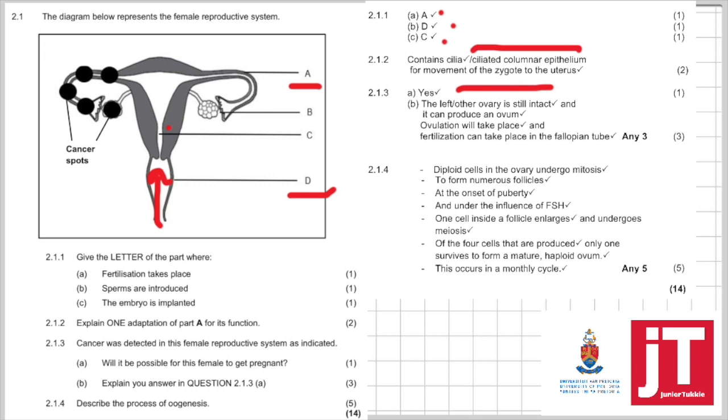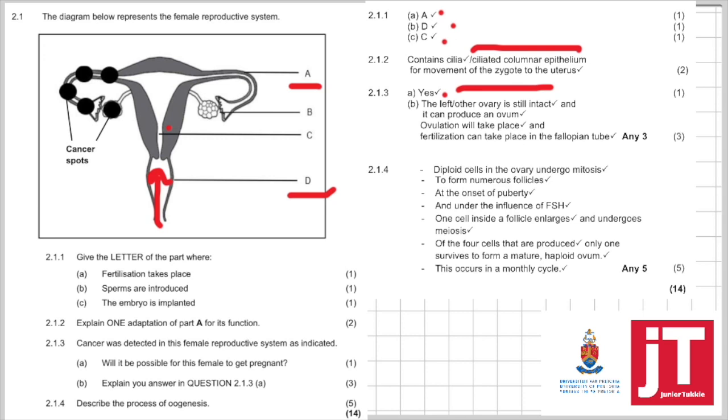213. Cancer was detected in this female reproductive system as indicated. A. Will it be possible for this female to get pregnant? Now, she's only picked up the cancer in the one side. So our answer is obviously yes. They ask us to definitely explain.